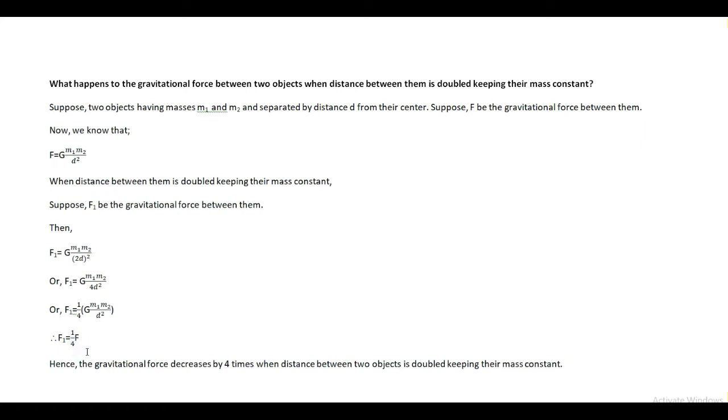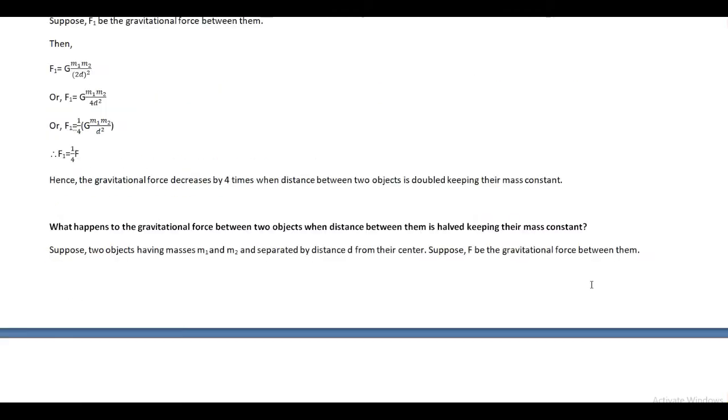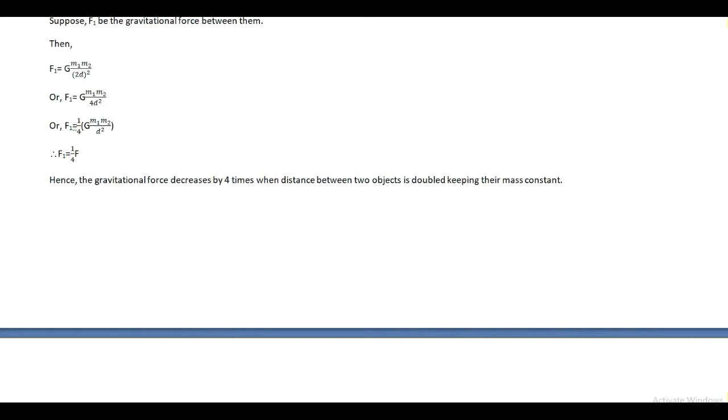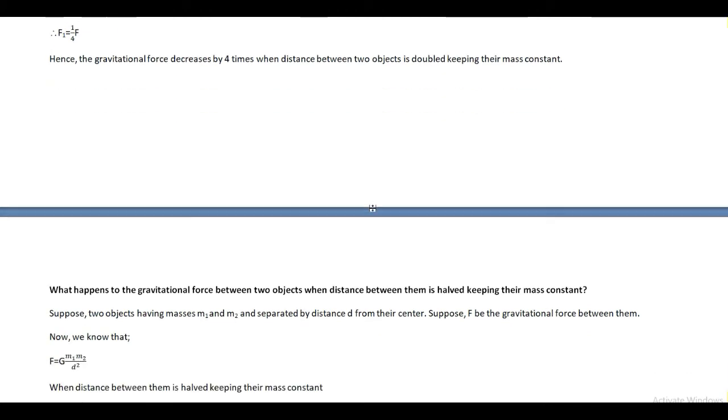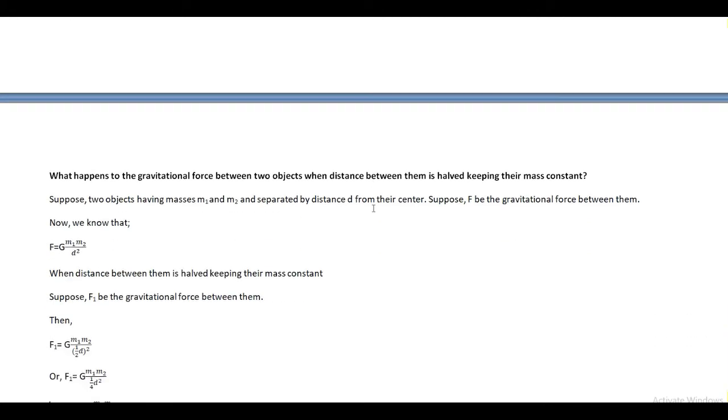It means the gravitational force decreases by 4 times when the distance between any two objects is doubled, keeping the mass constant. So mathematically it is clear that whenever we double the distance between two objects, keeping the mass constant, the gravitational force decreases by 4 times. Now let's see another analytical question.